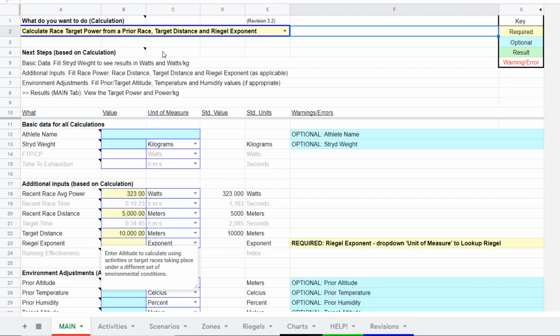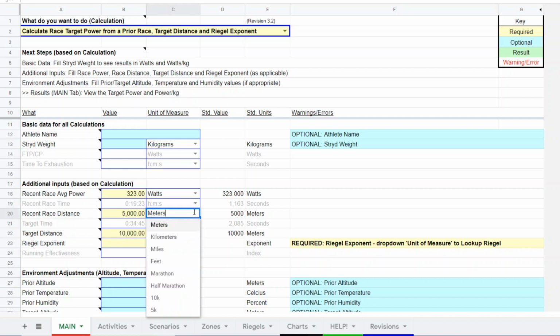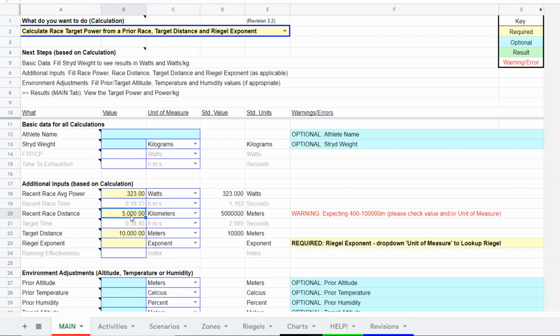Here we are on the main page. We select that particular calculator function, calculate race power from prior race, target distance, and Riegel exponent. So his prior race was 323 watts for 5,000 meters. He wants to know what his power is for 10,000 meters. Here we go, 10,000 meters. All we're doing is entering this. Now, you can toggle over here and select kilometers and put in 5 kilometers if you want. I typically just use the meters. And so we'll put 5,000. Oops, sorry.